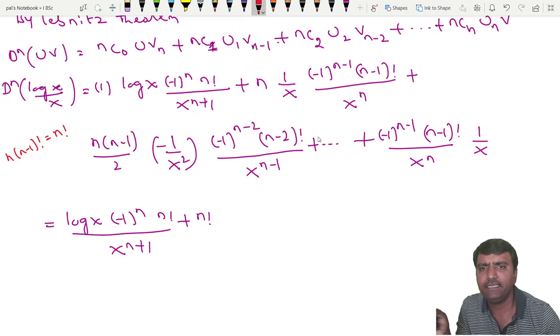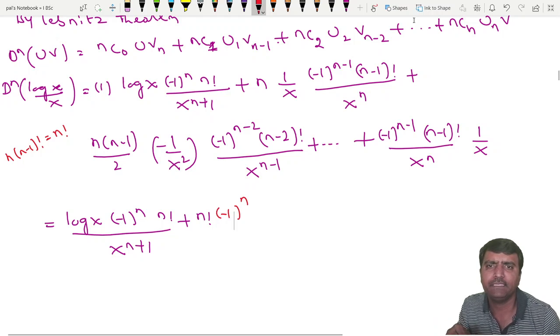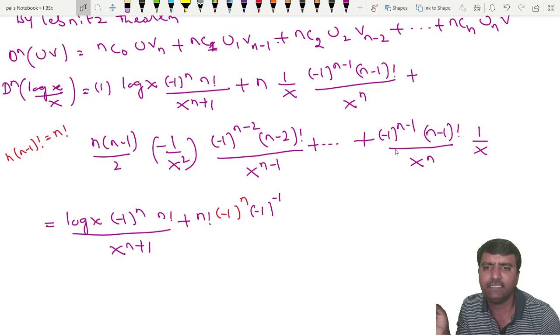And minus 1 to the power n minus 1 can be written as minus 1 to the power n into minus 1 to the power minus 1. We can write it like this because it becomes easy for us to take the common factor. This divided by x into x to the power n is x to the power n plus 1, and similarly minus. This minus I am writing here.